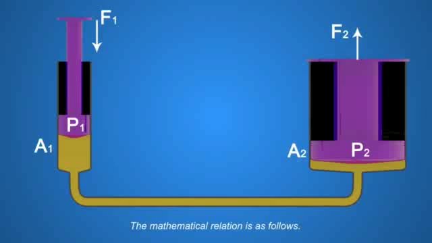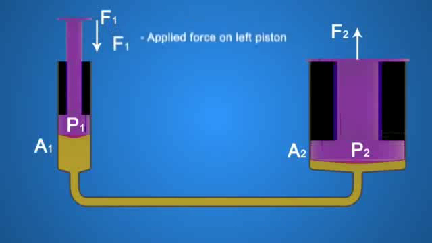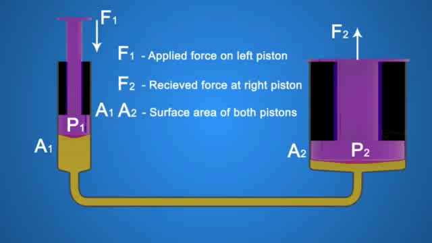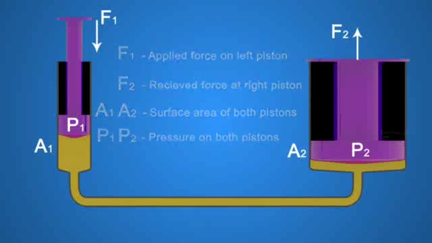The mathematical relation is as follows. F1 is the applied force on the left piston. F2 is the received force at the right piston. A1 and A2 are the surface areas of both pistons. P1 and P2 are the pressures experienced by both pistons.